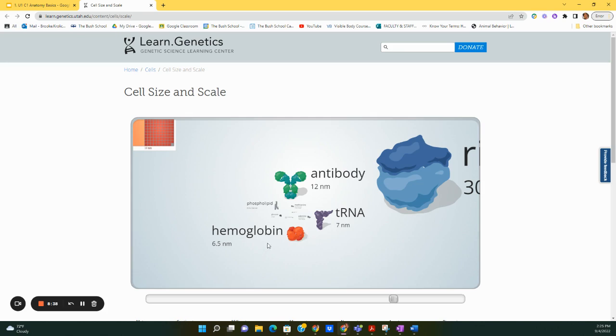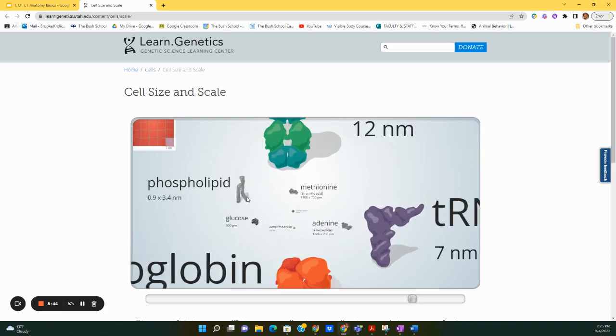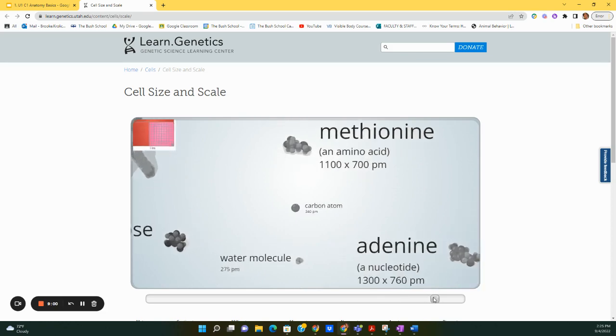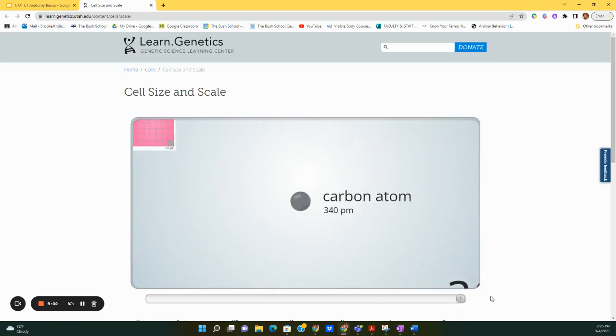Here's a protein called hemoglobin, which is found in your red blood cells. There's an antibody, which is part of your immune system. And hey, look, there's the phospholipid. Glucose is getting even smaller. Adenine's one of your nucleotides that make up DNA, one of the GCATs. And methionine is an amino acid. And we can get even smaller and get in to see the carbon atom.